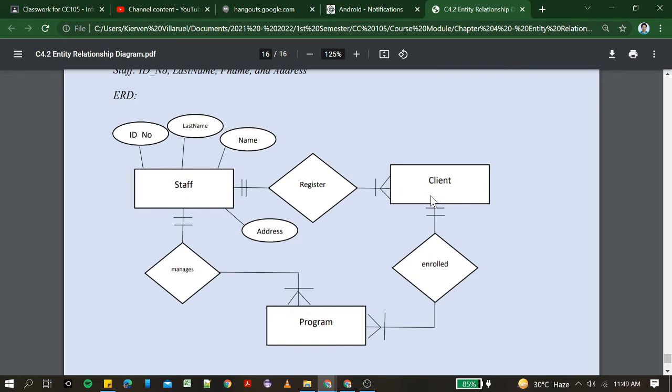A client can enroll under one or more, under many programs. A client, or one client, can enroll in many, more than one program. A program, more than one program, can be managed by a staff. A staff manages more than one program. Those are their relationships. Okay?